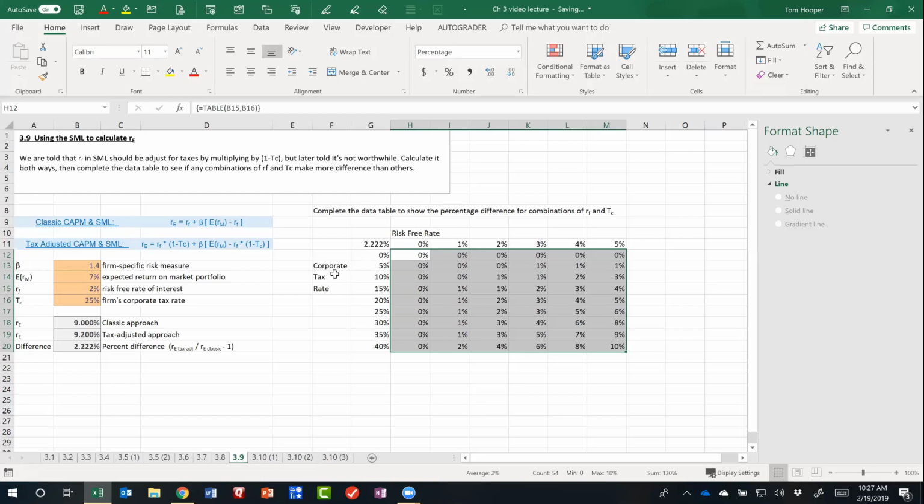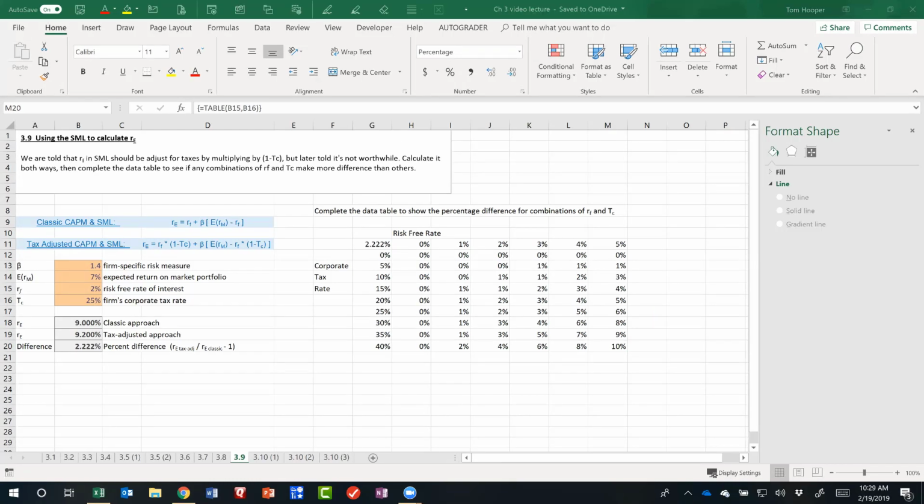What we find is that if the corporate tax rate is 0, then it doesn't matter because this goes to 1. And if the risk-free rate is 0, it doesn't matter because the larger term goes to 0. And so when they're small, it's close to that same effect. But when the risk-free rate gets large and when the corporate tax rate gets large, we see that the difference in these two methods becomes a little bit more meaningful, about 10% difference now instead of 2% in the example. Does that answer your question?